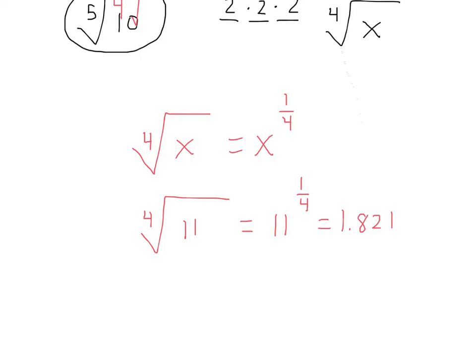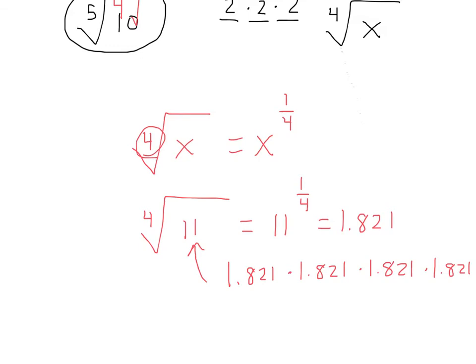And so what we're saying is if I do 1.821 times 1.821 times 1.821 times 1.821, we're going to get really close to 11, aren't we? Now, since it's a decimal, it may be 10.999 or 11.0001, but it's going to be extremely close, isn't it? Okay, so that's how you calculate like the fourth root of a number.